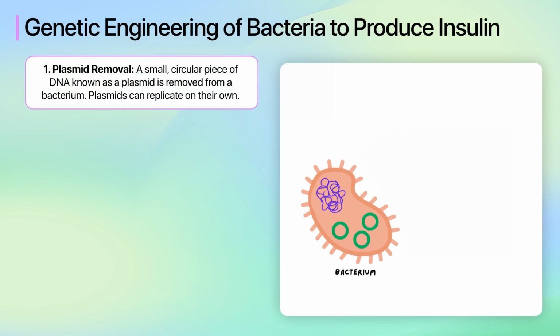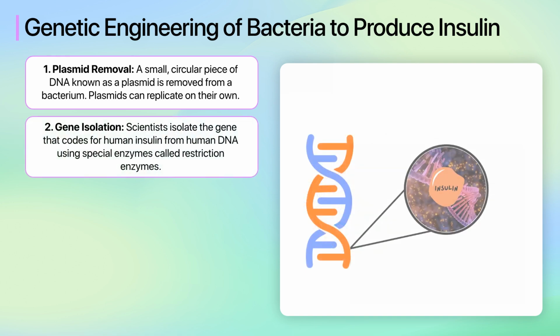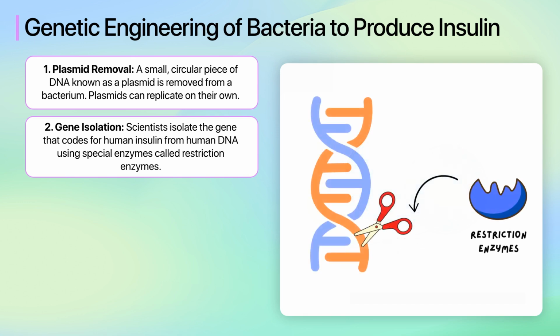The process begins with removing a small, circular piece of DNA known as a plasmid from a bacterium. Plasmids are independent of the bacterial chromosomal DNA and can replicate on their own. Scientists then isolate the gene that codes for human insulin from human DNA. This is achieved using special enzymes called restriction enzymes. These enzymes act like molecular scissors, cutting the DNA at specific points to isolate the insulin gene.